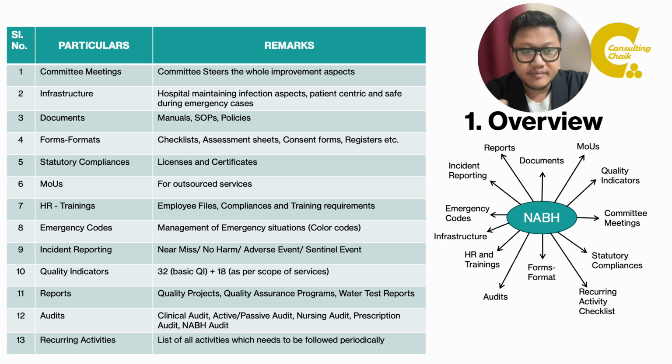Then you have certain reports that you need to do, like quality projects report, your quality assurance programs, water testing reports, like that. Then you have audits: clinical audit, active passive audit, nursing audit, prescription audit, NABH audit, the whole NABH standard audit. Then you have recurring activities. Recurring activities are basically a list of activities which need to be followed periodically, on a monthly, quarterly, half yearly or annual basis. Now let's elaborate.